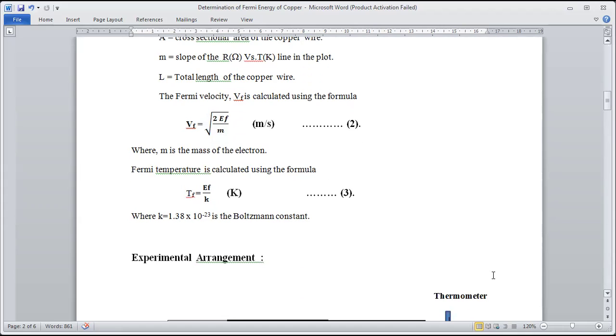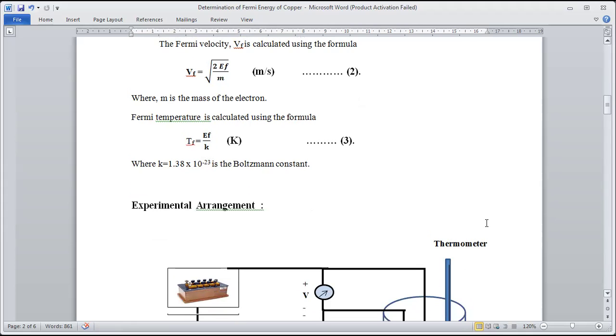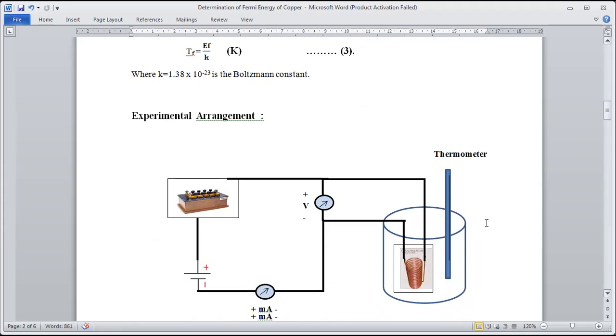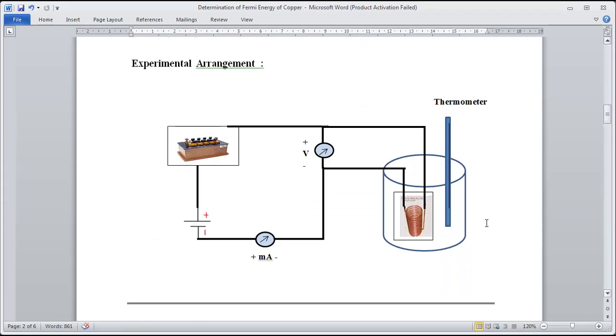And the Fermi temperature is also calculated here, which is given by Tf is equal to Ef upon K, where Ef is the Fermi energy and K is the Boltzmann constant. So this quantity also we can calculate. So this is about the theoretical aspects, and the experimental arrangement is like this, very simple.